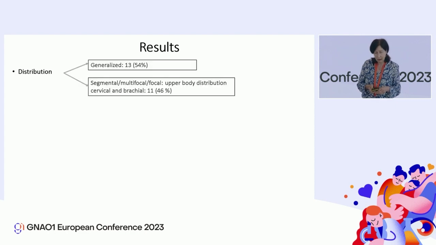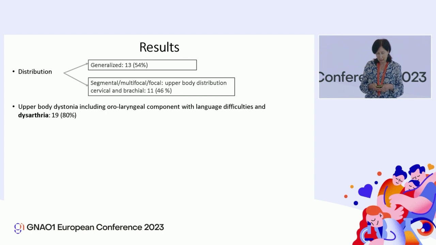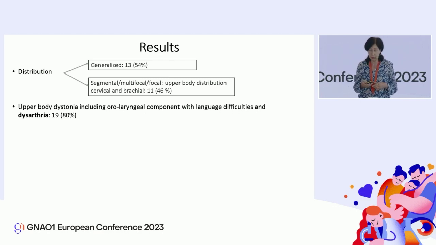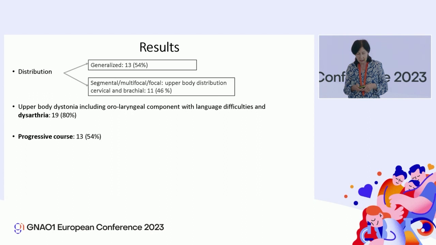The distribution of the dystonia was generalized in 54%, and segmental, multifocal, and focal with upper body distribution, brachial and cervical, in 46%. The dystonia was associated with oropharyngeal dystonia, responsible for language difficulties and dysarthria in 80%. There is a progressive course of dystonia in 54%.